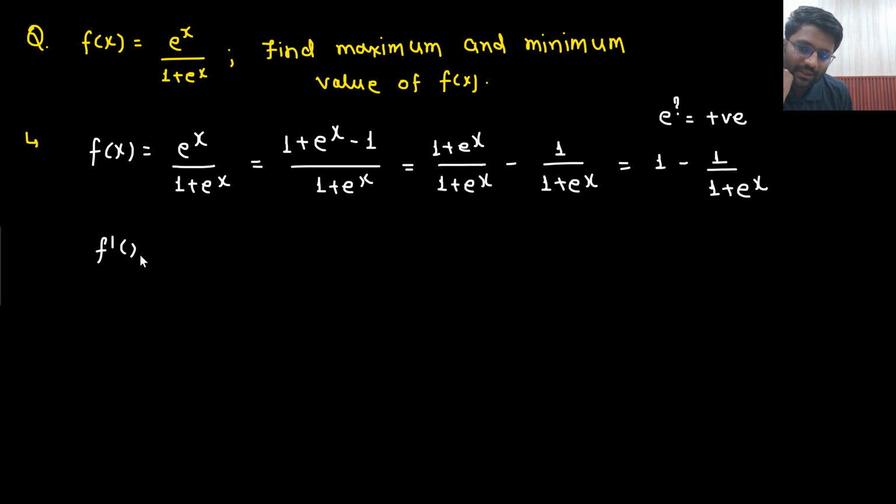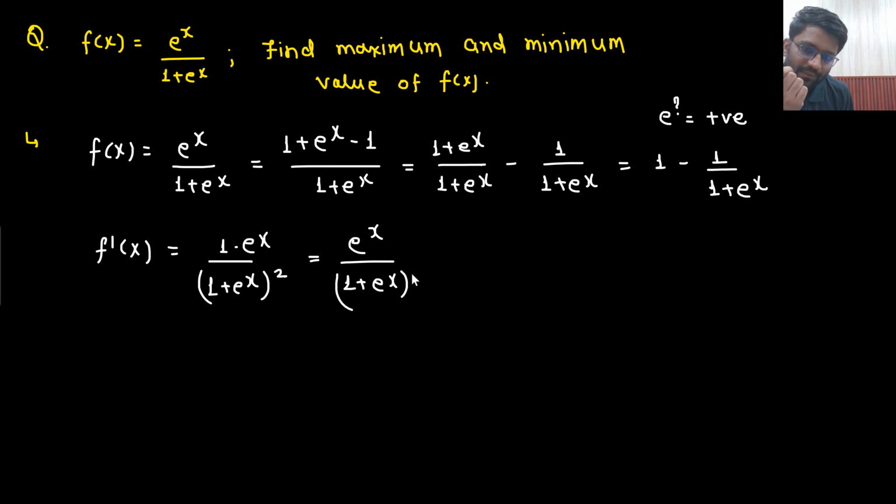So differentiation will be nothing but: differentiation of 1 will be 0. Differentiation of minus 1 by f(x) will be 1 upon (1 plus e to the power x) square. Then differentiation of 1 plus e to the power x will be nothing but e to the power x. So this is the differentiation we are getting.